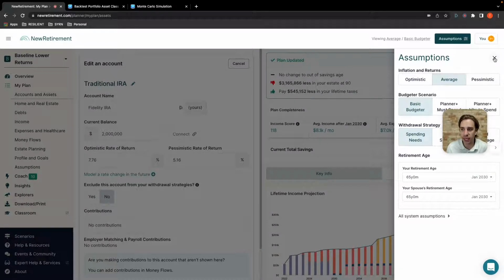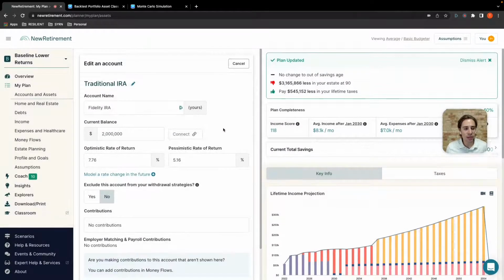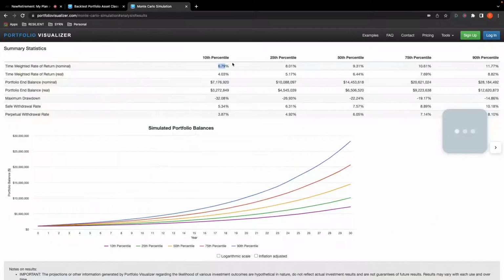Okay. So if you are using NewRetirement and you're just kind of thinking about what numbers to plug into your accounts as far as the different rates of return, this is just one method that I think is a solid way to have a foundation and baseline of a rate of return to base this off of. Again, you can do this many different ways.